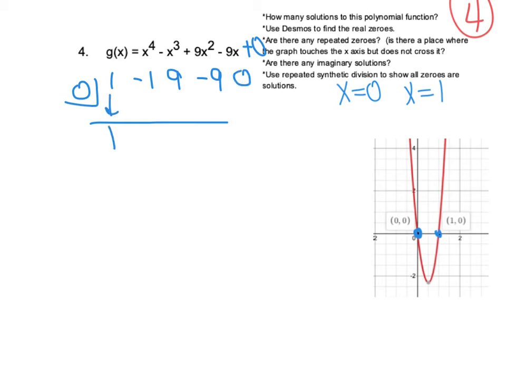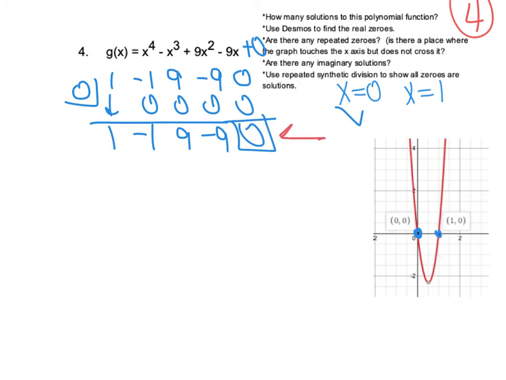Okay, so I'm going to bring down my 1 and multiply, add, and multiply, add, and multiply, add. There we go. And so I end up with 1, -1, 9, -9. So now I have divided by 0. Our next step is going to be to divide what we left off with by our second 0. And the easiest way to do that is to put our next 0 right here on the outside of it, because we're just going to divide out positive 1.